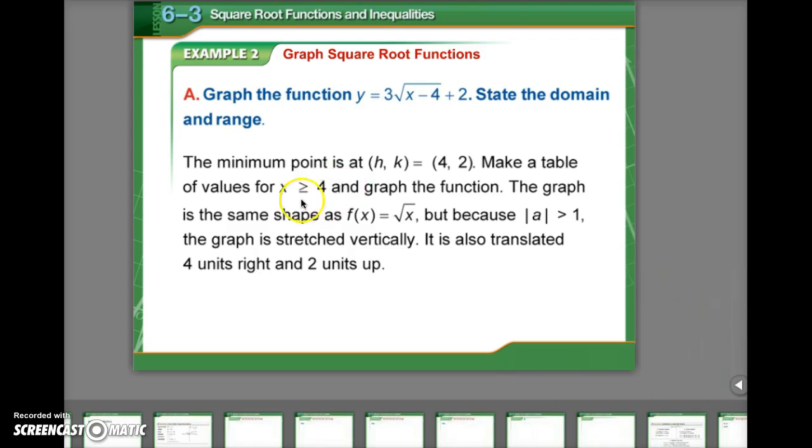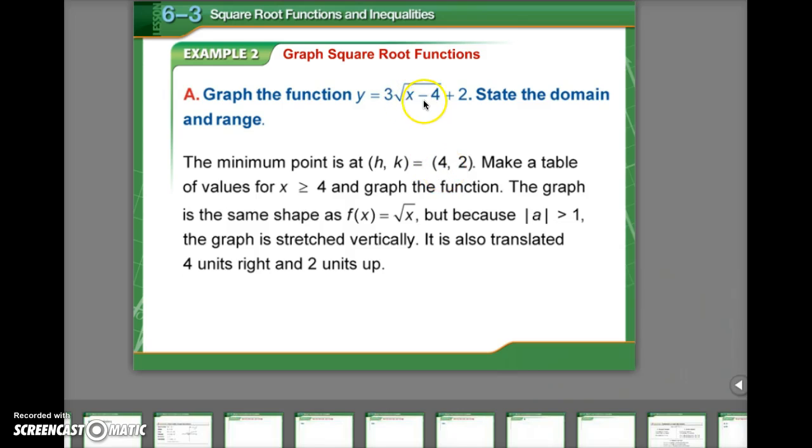They want us to make a table of values for x values greater than or equal to 4. And if you do that, then you'll get a bunch of other points that are on the graph. What I would suggest you do is that you think about what x values you could plug in here so that when you subtract 4, the square root will be a whole number. So for example, if I picked 5, like if I just went 1 point over, 5 minus 4, that's 1. You know the square root of 1. That's easy to do. So using an x value of 5 on your table, that's a good choice.